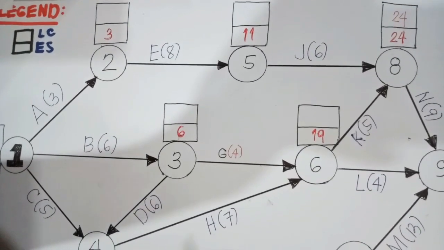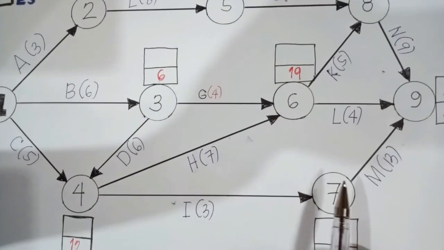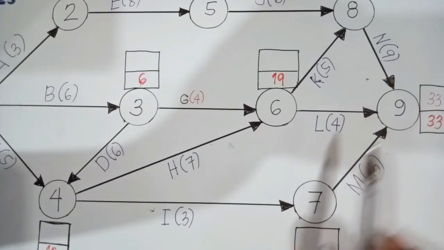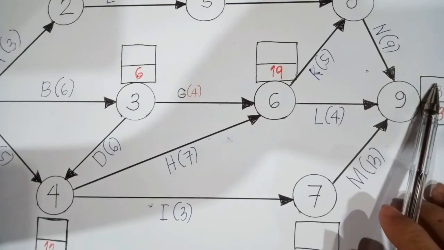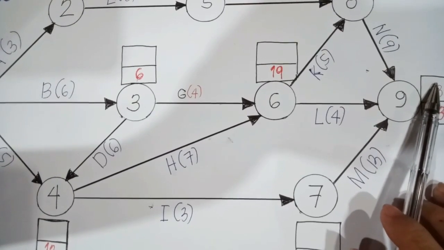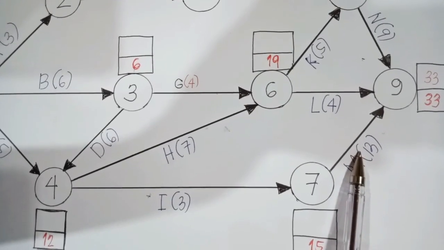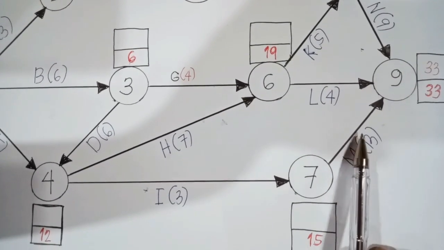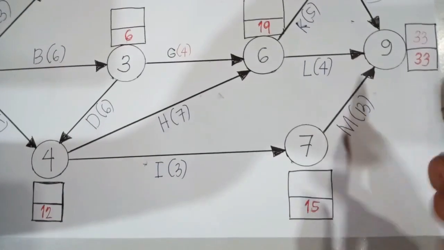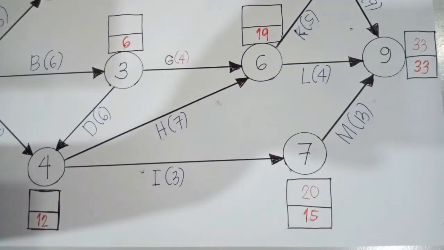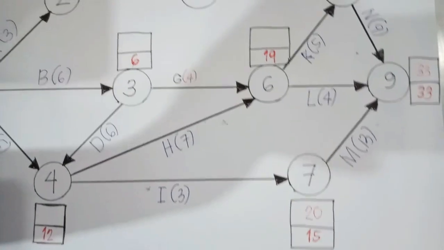And for node number 7, as you can see, 33 is the latest completion time of the ending activity minus the duration of 13. And so for that matter, 33 minus 13 would be 20. So 20 is the latest completion time of node number 7.